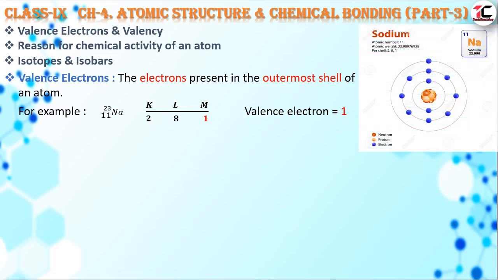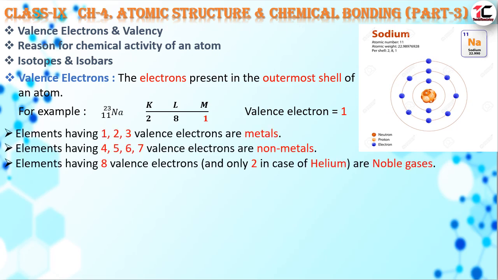It will be clear from this diagram. Here is the orbital diagram of sodium. You can see the nucleus, the first shell, second shell and the outermost shell. In the outermost shell there is one electron, so the valence electron of sodium is 1.